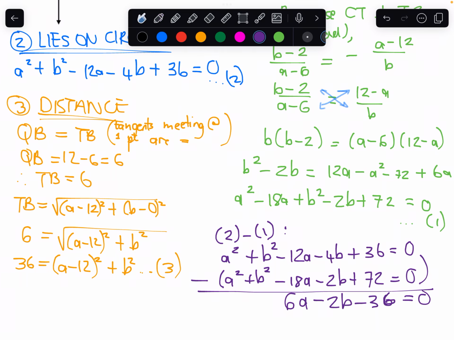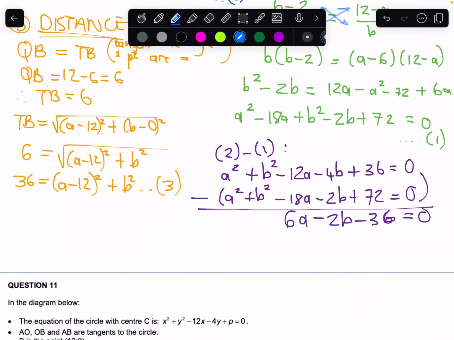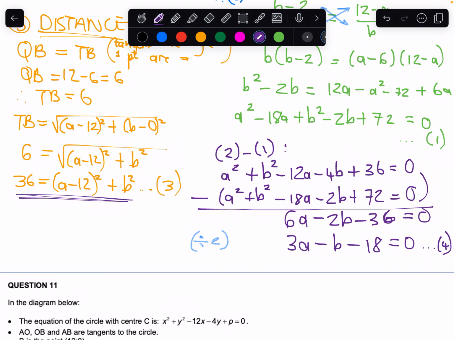And then we can simplify our equation by just dividing through by 2. So that will be 3a minus b minus 18 is equal to 0. And that can become our equation 4. Right, and so now I can work with this and solve simultaneously.